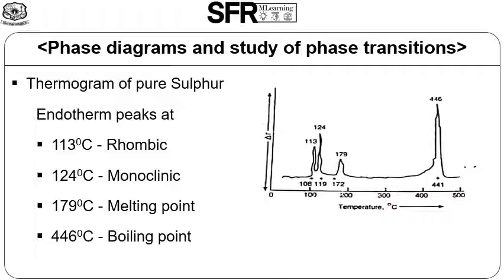Next application is the phase diagram and study of phase transition by using DTA. Thermogram of pure sulfur by the DTA analysis shows four endothermic peaks. The first peak at 113 degrees centigrade is due to the rhombic form of sulfur, and the second endothermic peak at 124 degrees centigrade is due to the monoclinic form of sulfur. Third endothermic peak at 179 degrees centigrade denotes the melting point of sulfur, and the last endothermic peak at 446 degrees centigrade is due to the boiling point of sulfur, that is, at 446 degrees centigrade sulfur starts to boil.